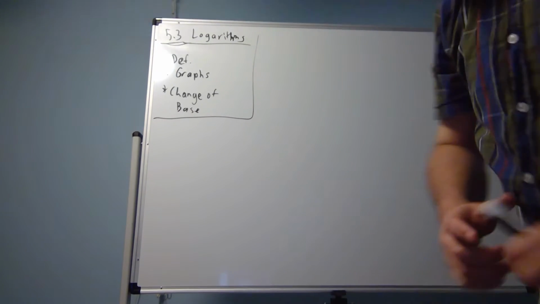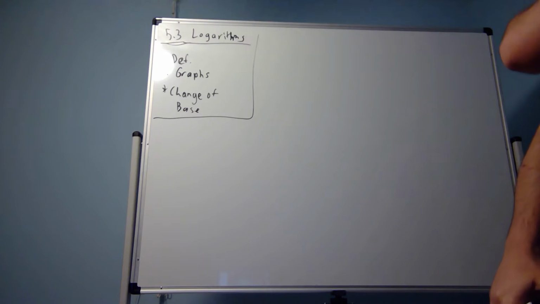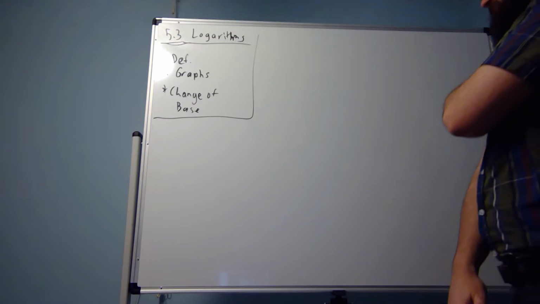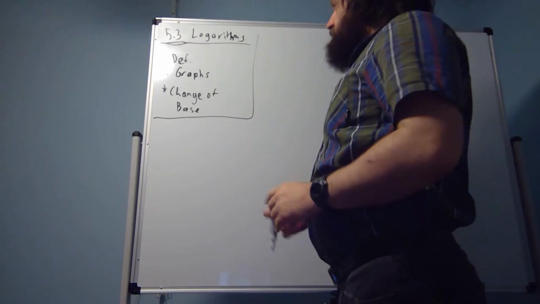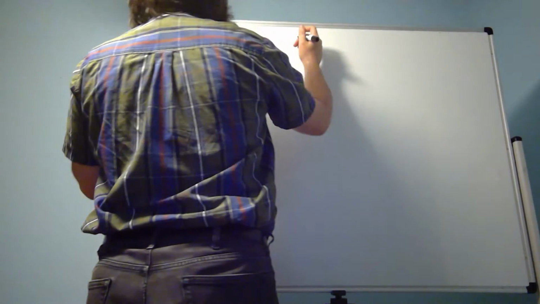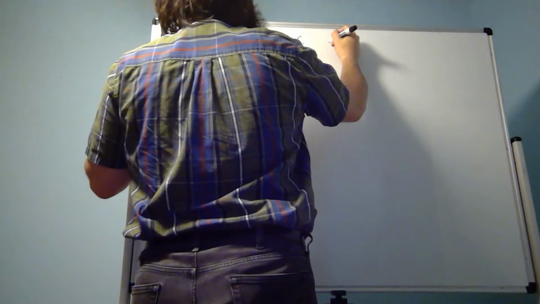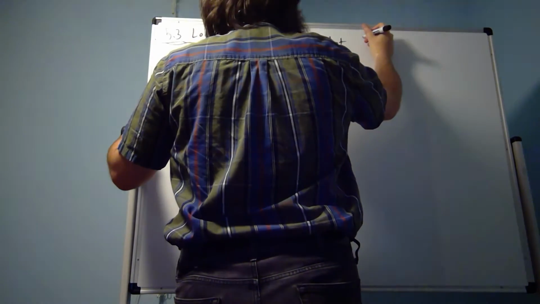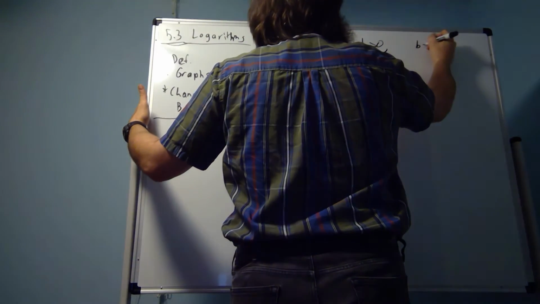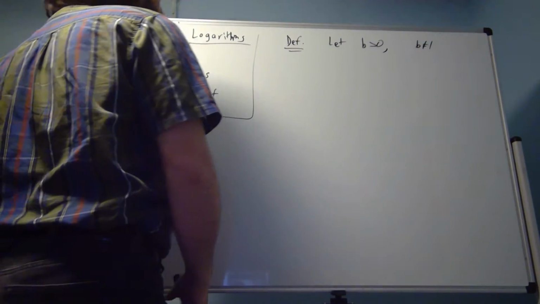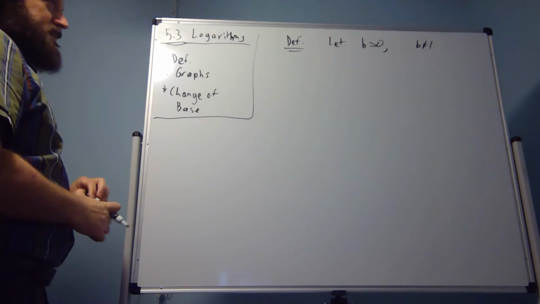Let's talk about logarithms. So I said that 5.1 and 5.2 are the two things, inverse functions and exponential functions smashed together, and that's exactly what logarithms are. Let's start with the definition. So you have a base. It's just like the base of an exponential function, but we're doing the inverse function to that.